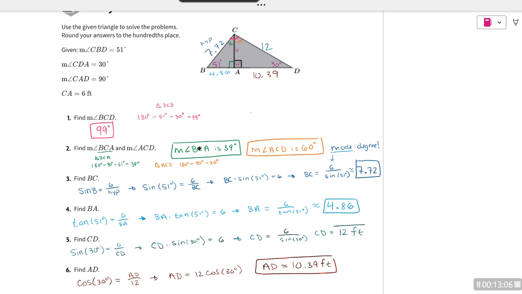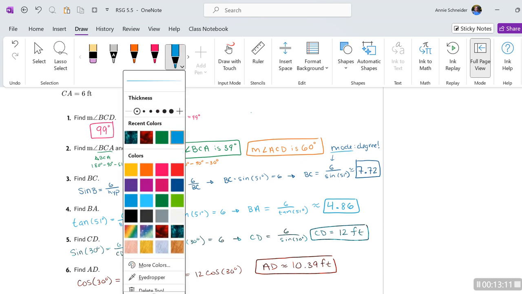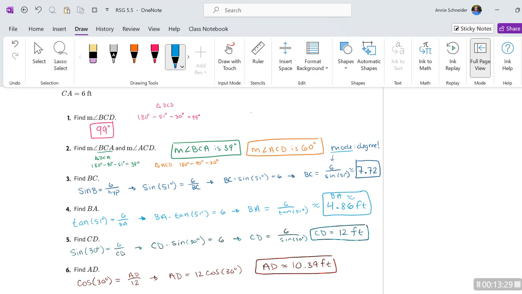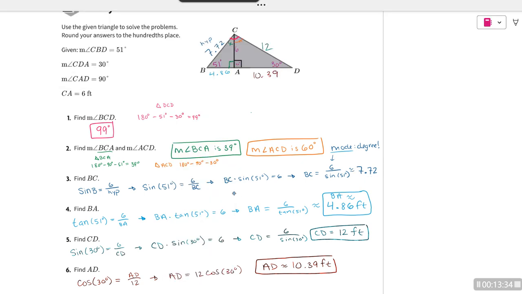So this is 12 feet. And 4.86 feet. Let's put BA equals, just to be really clear. It's an approximate value. There we go. And lastly, this 7.72 feet. So BC equals 7.72 feet. So just get a little more exact answers.